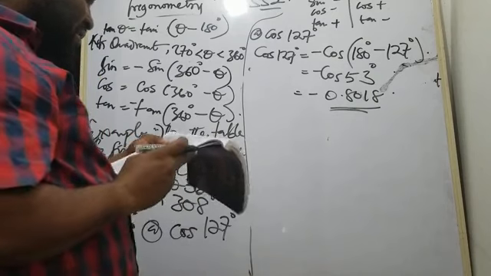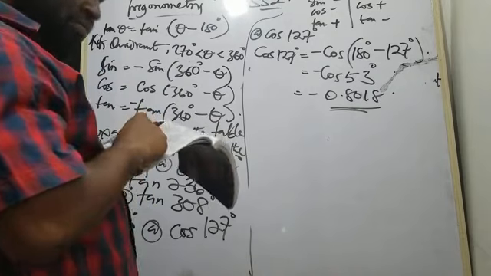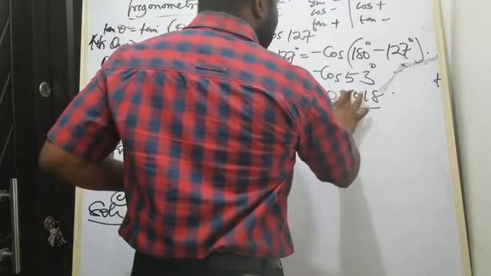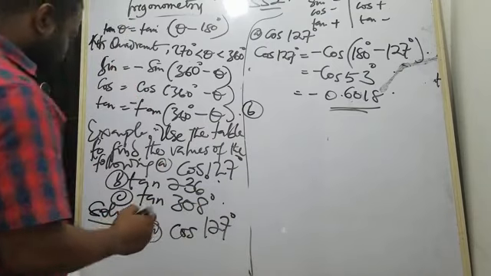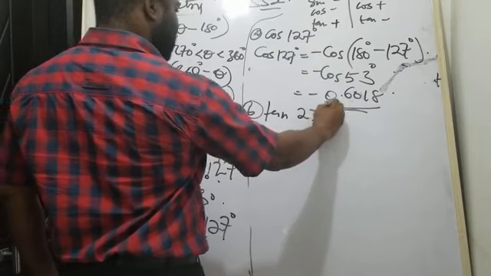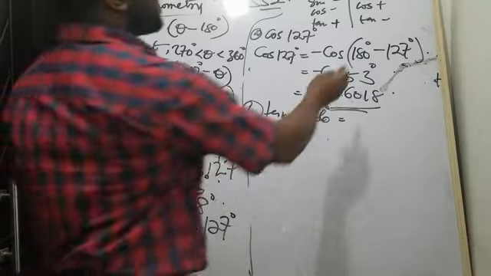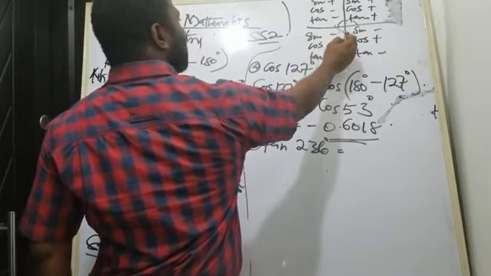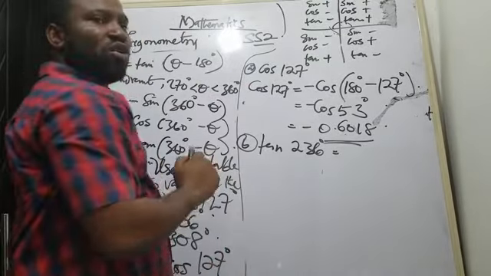Now let's take the next one. The next one is tan 236 degrees. Now, this 236 degrees: from here to here is 90, from here to here is 180, from here to here is 270. It means this 236 falls where? Under this third quadrant. Alright?